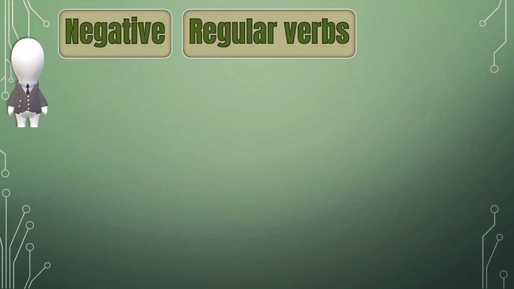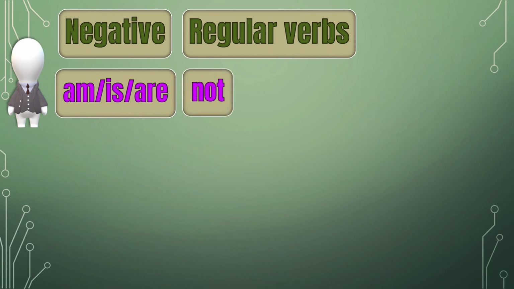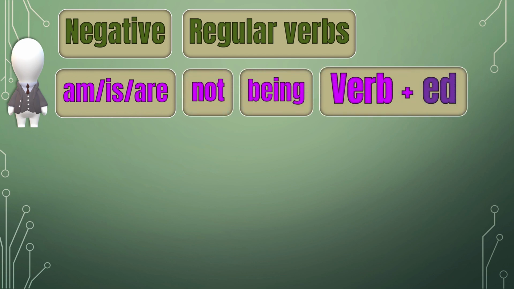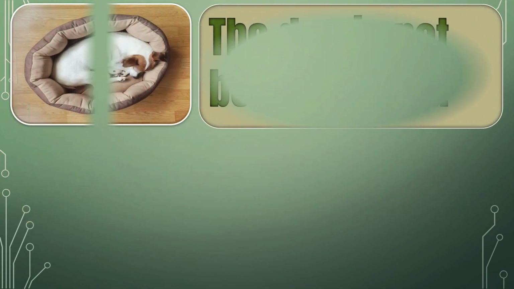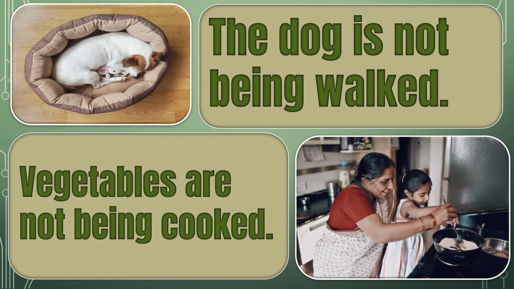When we make a negative sentence, we start with a subject, add is or are plus not, plus being and a verb with ed. The issue is not being discussed at the meeting. The cars are not being serviced now. The dog is not being walked. Vegetables are not being cooked.